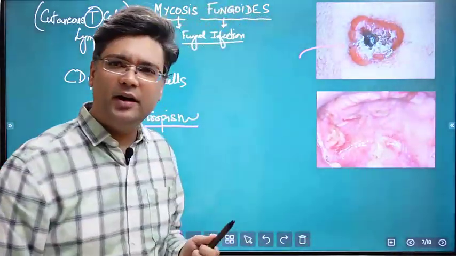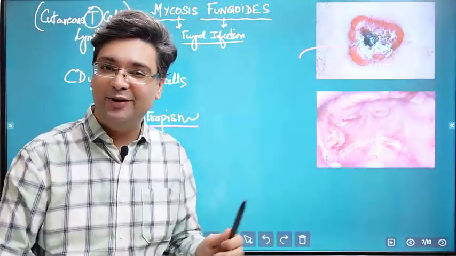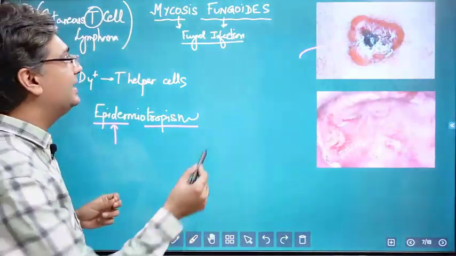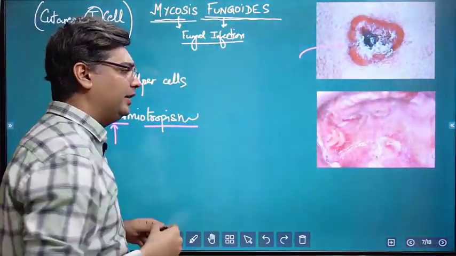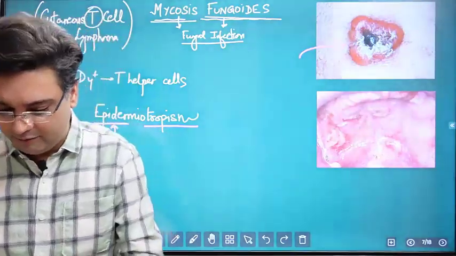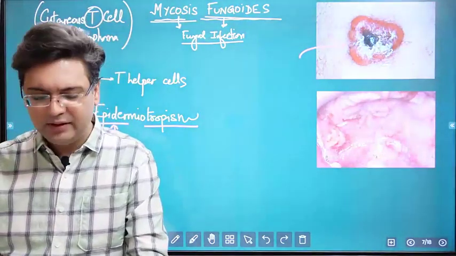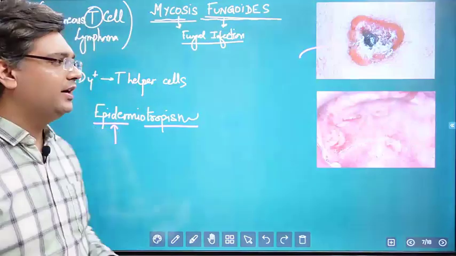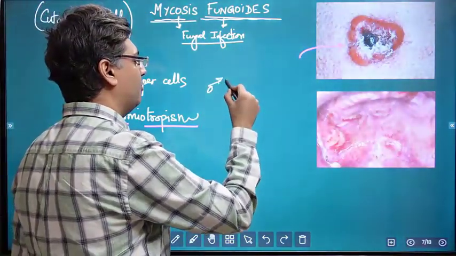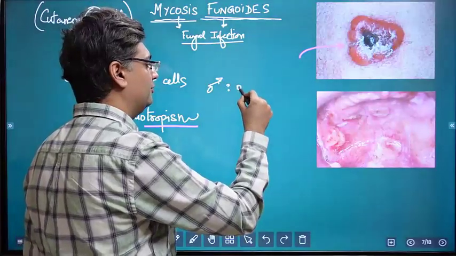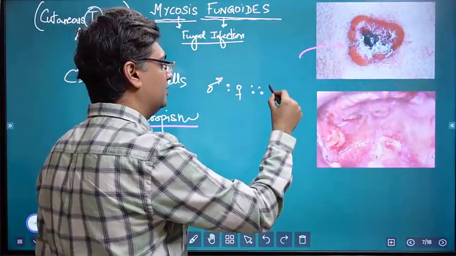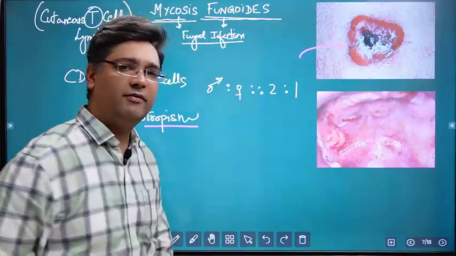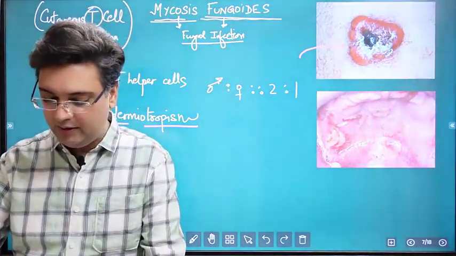They mimic fungal infections. You give antifungals, you will not be able to treat them, and that is why the name has been derived, which is mycosis fungoides. Now, if we talk about the spread of the disease, the male to female ratio is 2:1. Male to female ratio is 2:1. That means it affects 2 men and 1 female.